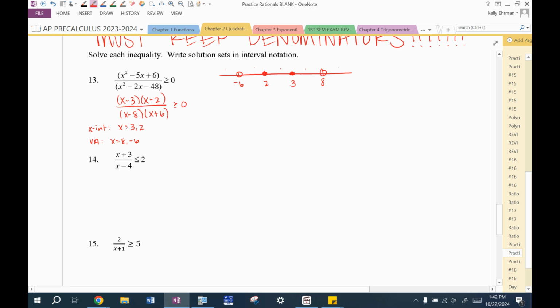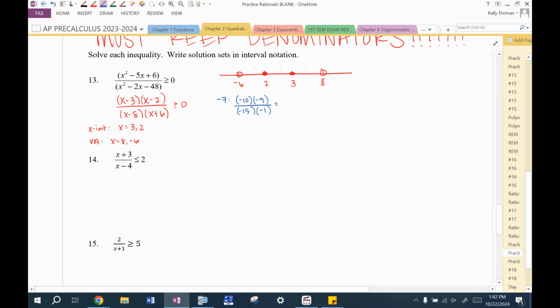Test into your factored form. All right, so what am I testing? Something to the left of negative 6, like negative 7. Put into your factored form so you don't have as large of numbers to work with and you don't have to actually calculate much. So negative 7 minus 3 would be negative 10. Negative 7 minus 2 would be negative 9. Negative 7 minus 8 would be negative 15. And negative 7 plus 6 would be negative 1.